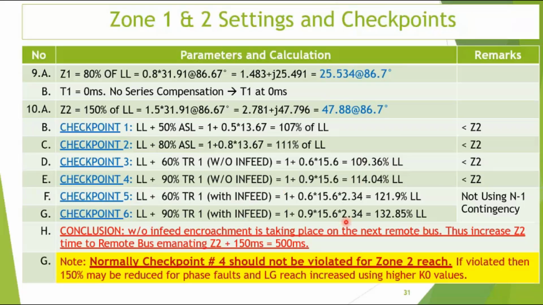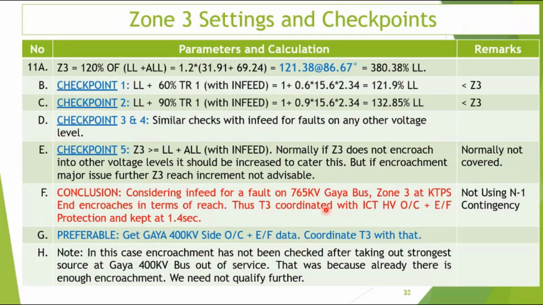Okay, so this is about zone 2. Now about zone 3, also a similar thing. 120% of line length plus the adjacent longest line. So therein we get 380% of line length. The Goya-Maithan line is so long that zone 3 of this line is encroaching very high, 380.